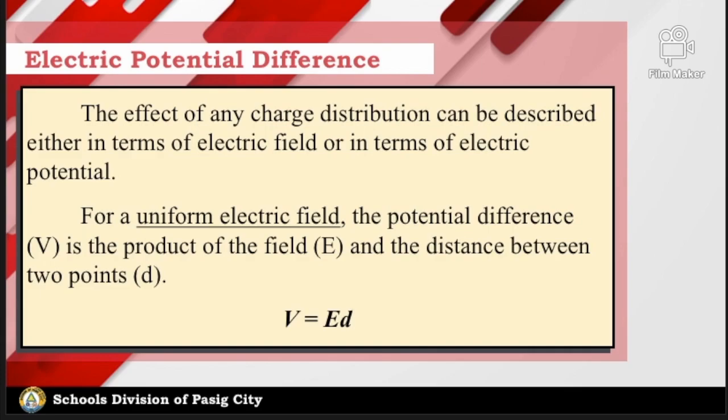The effect of any charge distribution can be described in terms of electric field or in terms of electric potential. For a uniform electric field, the potential difference is the product of the electric field and the distance between 2 points. Or, we can simply write in equation, V is equal to the electric field multiplied by distance.